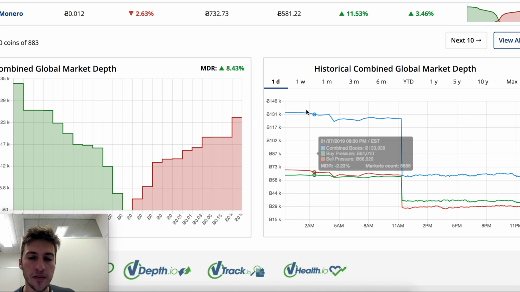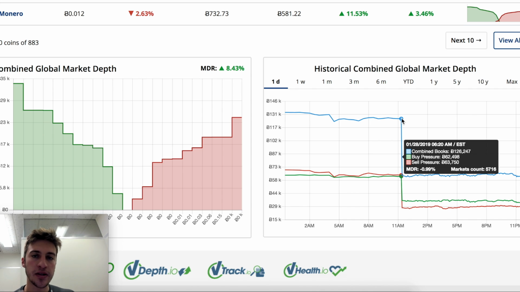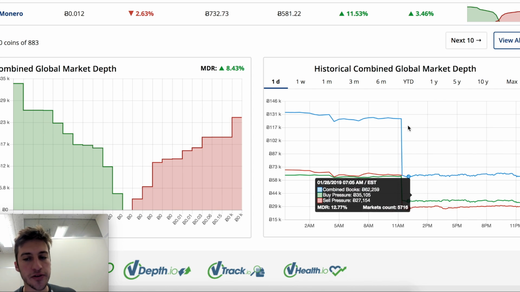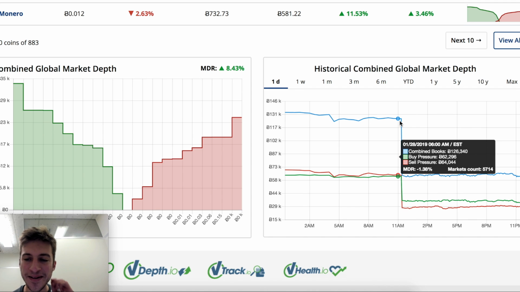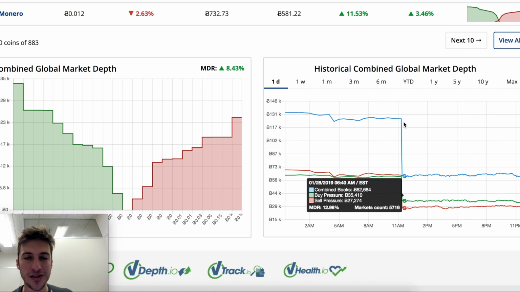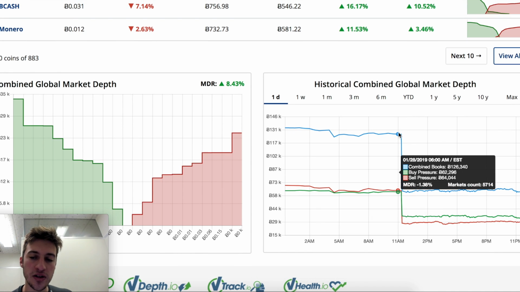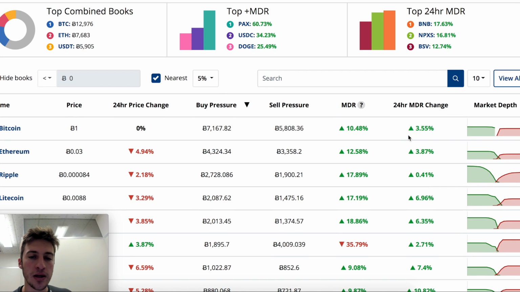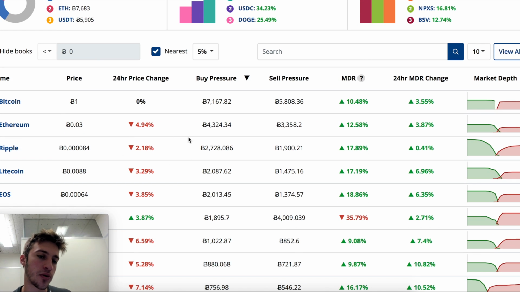So you can look at that 5% right here. And the reason why this looks kind of wonky is because it only started recording 5% data at this point in time. So no, the combined books for all coins did not go from 126,000 BTC to 62,000. That's not what happened. It just started recording data. And you can also see the 5% for all of these coins as well.